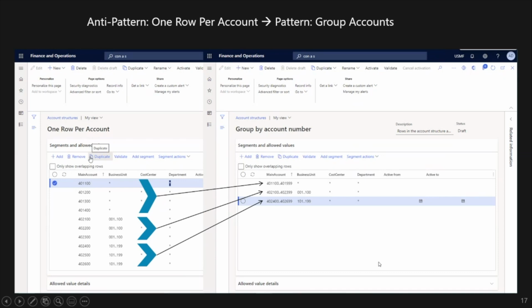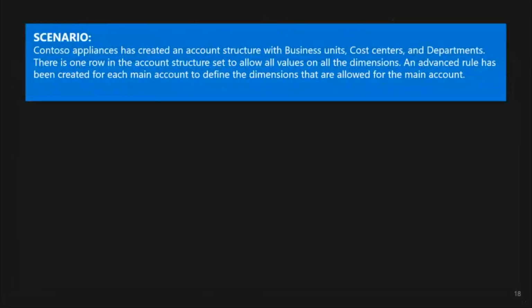And time for our next scenario. Contoso Appliances has created an account structure with business units, cost centers, and departments. There is one row in the account structure to allow all values on all the dimensions. And an advanced rule has been created for each main account to define the dimensions that are allowed for the main account. So, Eric, what should we do?